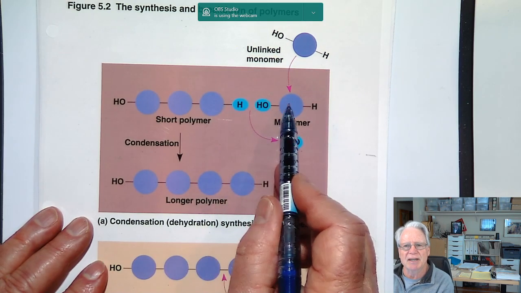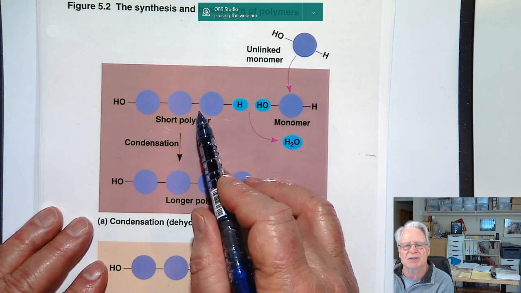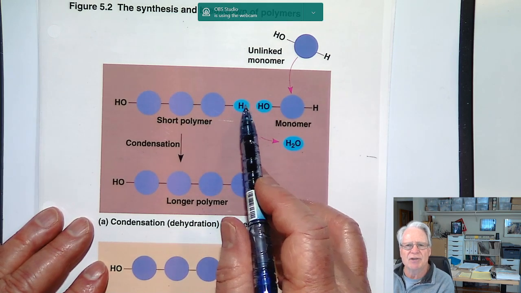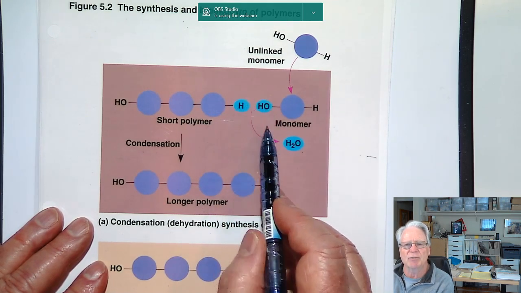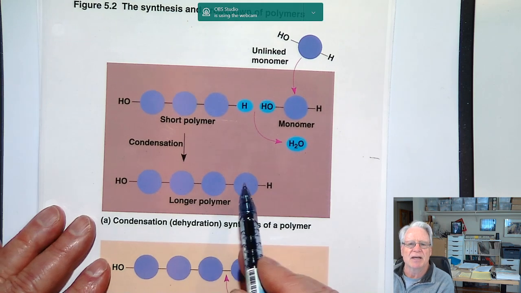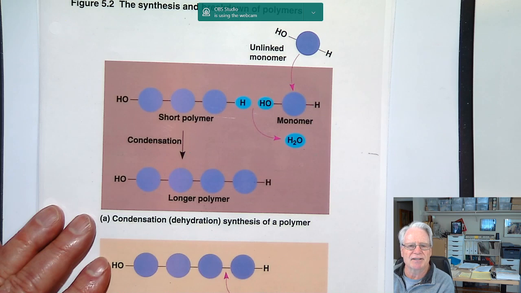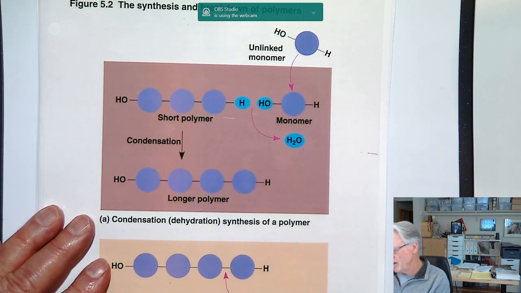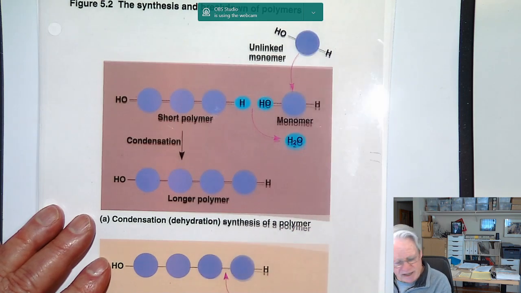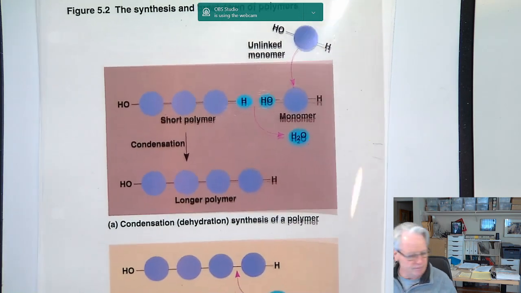What we're going to do is link this blue dot to these 3 blue dots. To do that, we have to remove these 2 things. We create a water molecule, and we have the larger polymer. Okay, so that's a condensation or a dehydration synthesis reaction. Well, let's go ahead and capture that information into our notes.